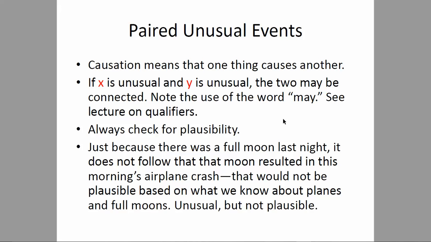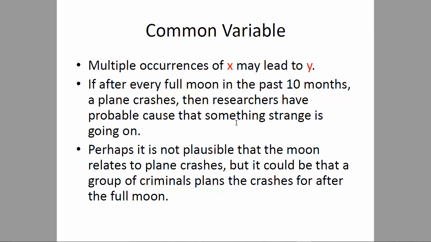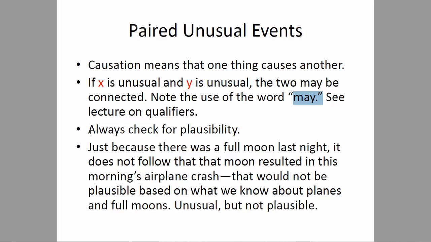So with paired unusual events, we're looking at a situation where both events are unusual, therefore they must have something to do with each other. And must, may, right? We talked about qualifiers already. We want to check for plausibility. Just because they're unusual doesn't mean they're linked, but because they're unusual, there is a higher probability.